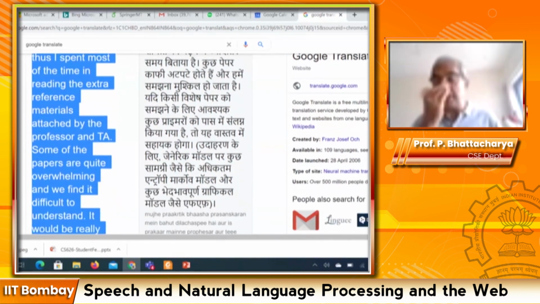The Bing translate is a little hesitant, a little scrappy. उदाहरण के लिए जेनेरिक मॉडल पर, generative को जेनेरिक बना दिया, कुछ सामग्री जैसे कि अधिकतम एंट्रोपी मार्कअप मॉडल और कुछ भेदभावपूर्ण, these are also translating discriminative as भेदभावपूर्ण. So you see, this is quite good. Machine is almost there, though there will be some post editing required by the human being. So machine translation is really the epitome of natural language processing, involving POS tagging, named entity, semantic role, chunking, everything.